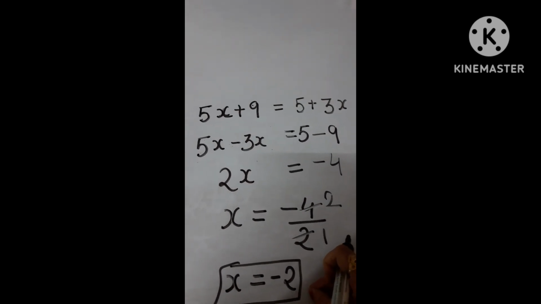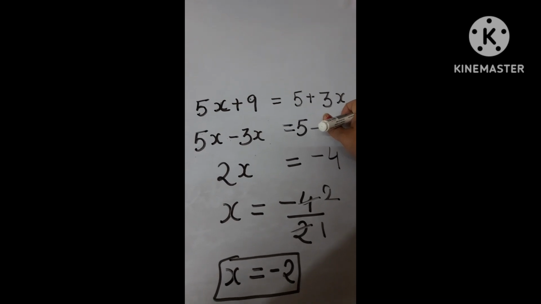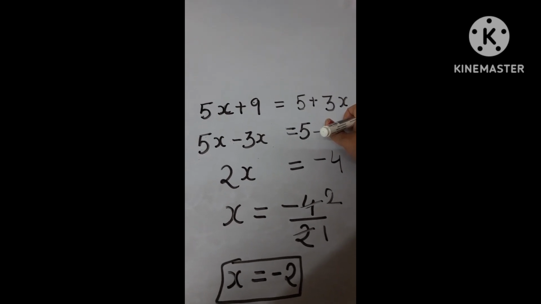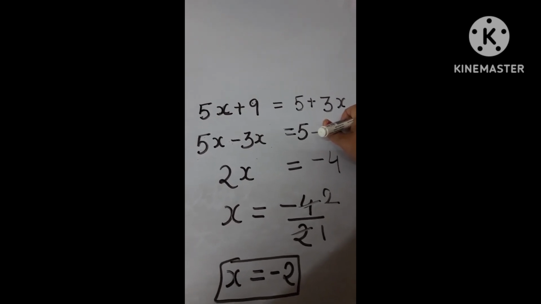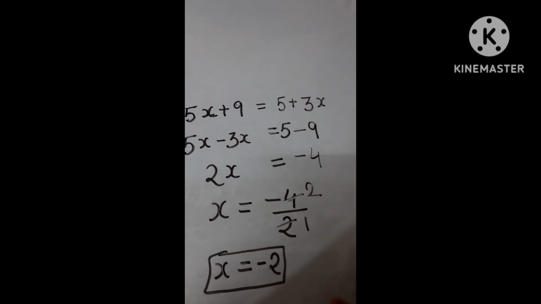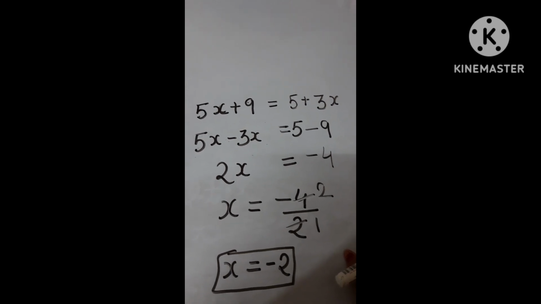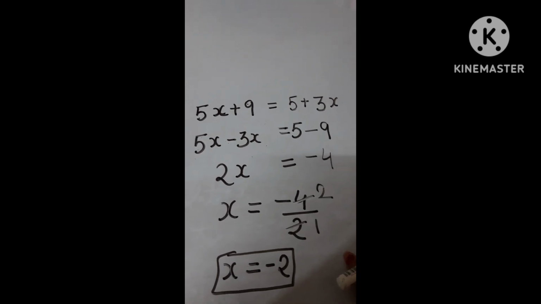Now this solution you can put in your equation to check whether the answer is correct or not, whether the left hand side is coming to be the right hand side. If both the sides are coming equal, it means your answer is correct. Okay, I hope this much is understood to you. So let's try one more example.